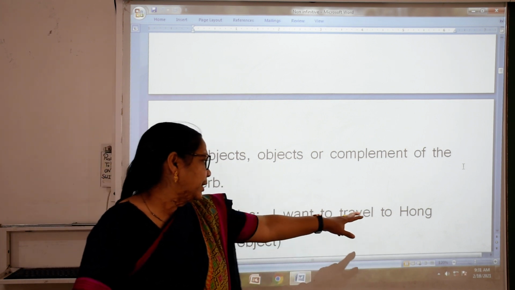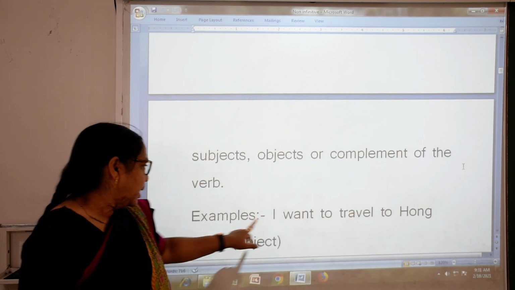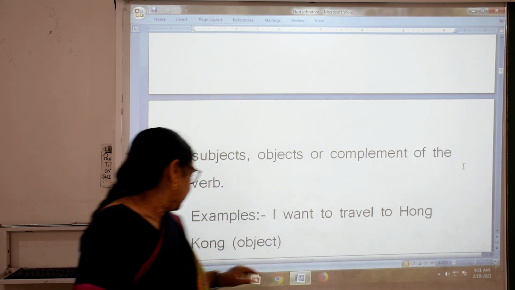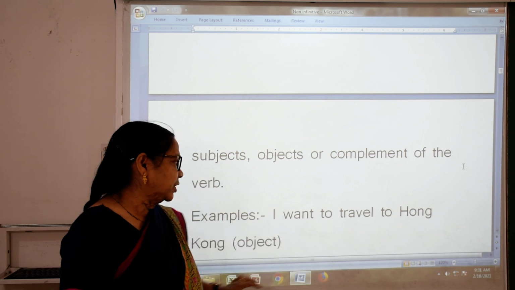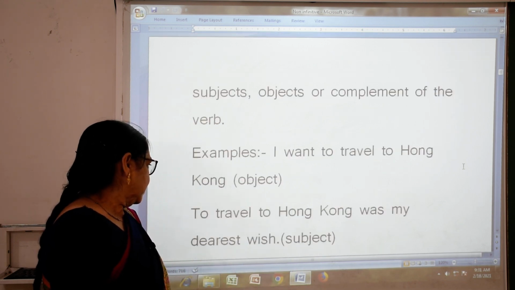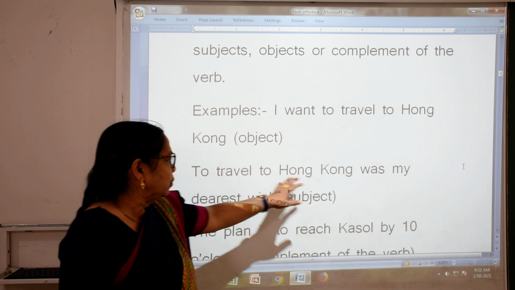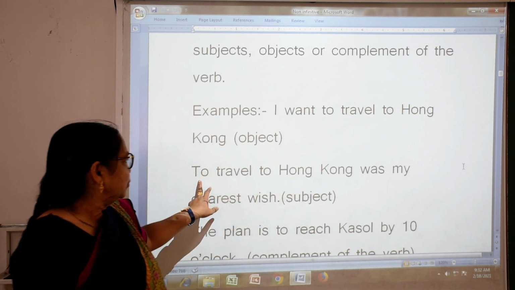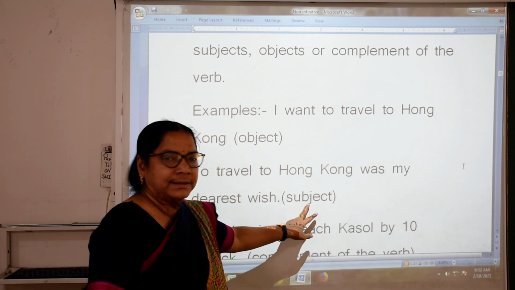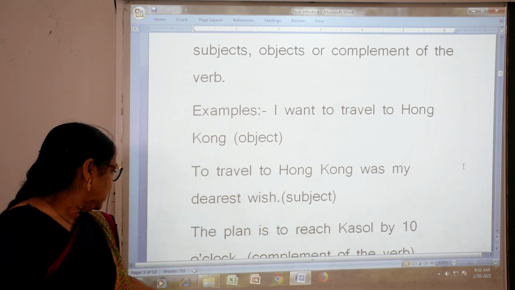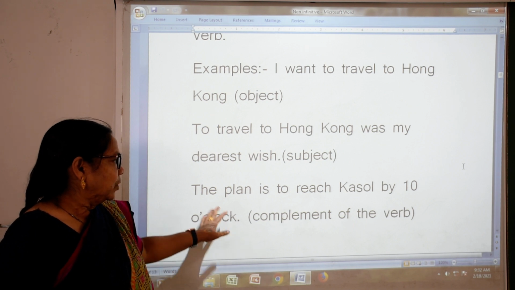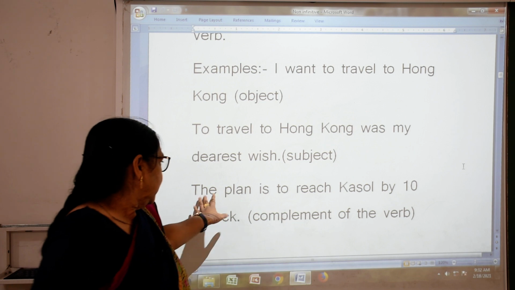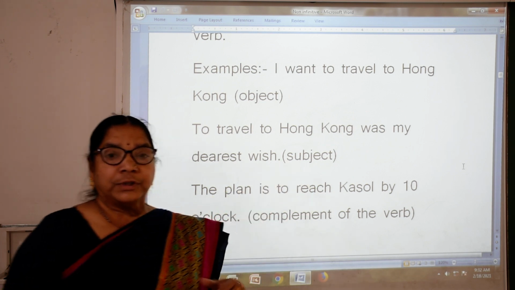Example: I want to travel to Hong Kong. Here "to" is the infinitive, and it is the object also. Now, to travel to Hong Kong was my dearest wish. Here the infinitive is the subject. Now, the plan is to reach Kausal by 10 o'clock. This is the complement of the verb. The plan is to reach before time.